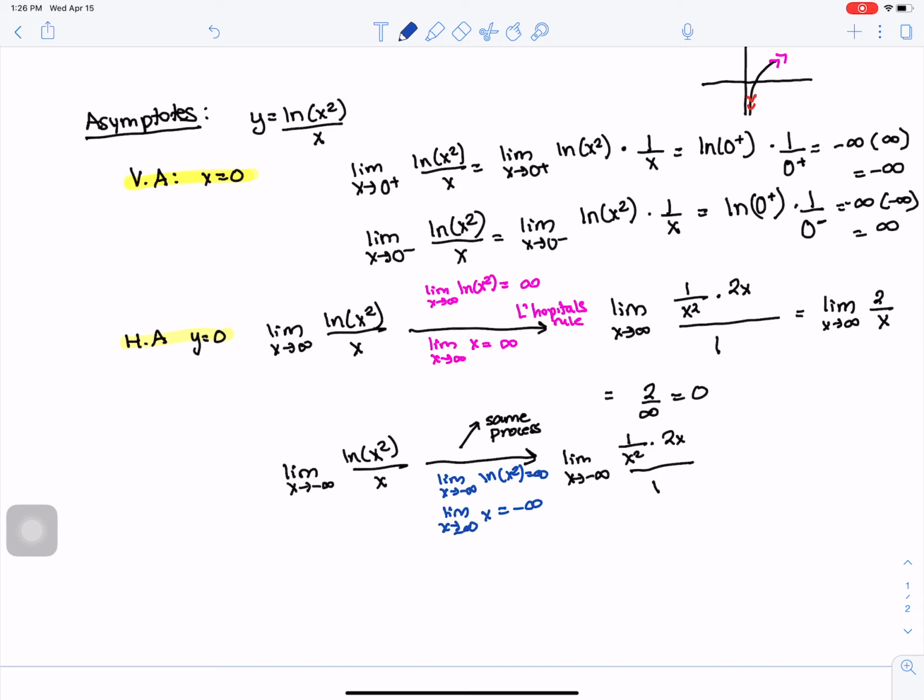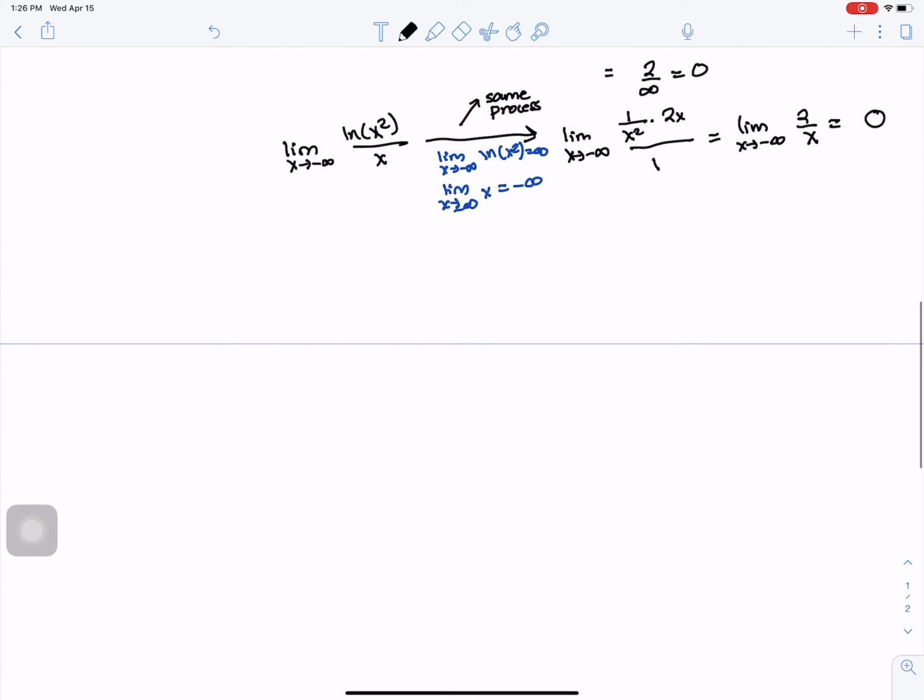So like I was saying, it doesn't matter that one is positive and one is negative. It just matters that they're infinities of some sort. I simplify this function up to 2 over x, and I also get 2 over a large number, or negative large number, which also goes to 0. So that confirms my horizontal and vertical asymptotes.